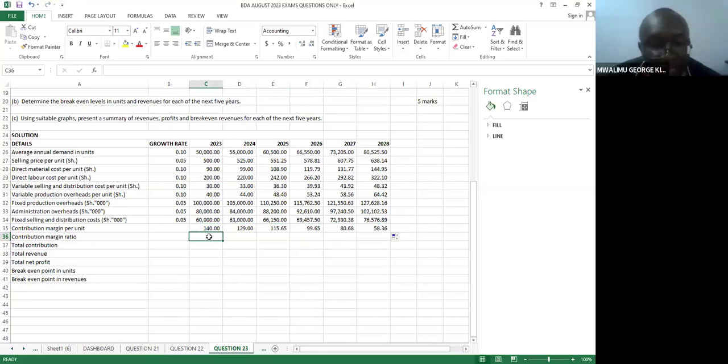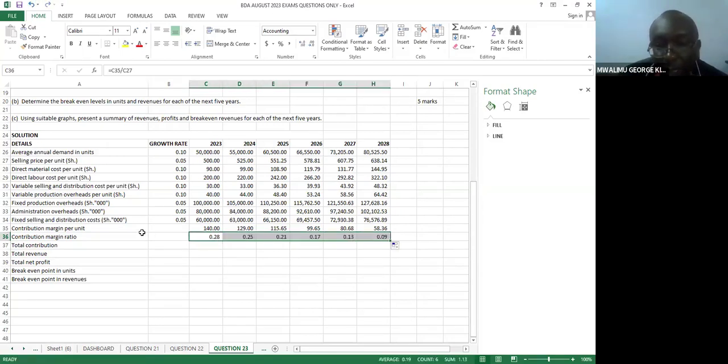Contribution margin ratio. Contribution margin ratio is given as the contribution margin you divide by the selling price. Contribution margin ratio is the contribution margin you divide by the price. So we come all the way up to that point.